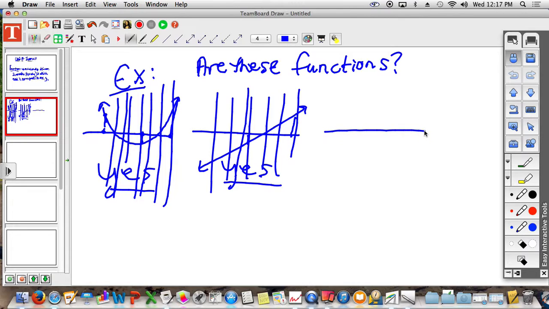All right, what about this one? Function? Yes, it's a function. It's a horizontal line. By the way, what's the equation of that line?